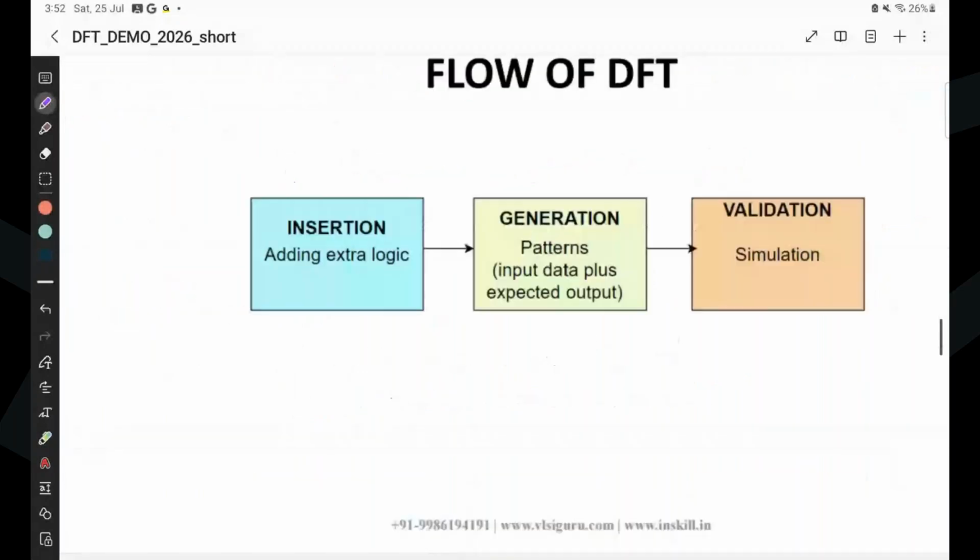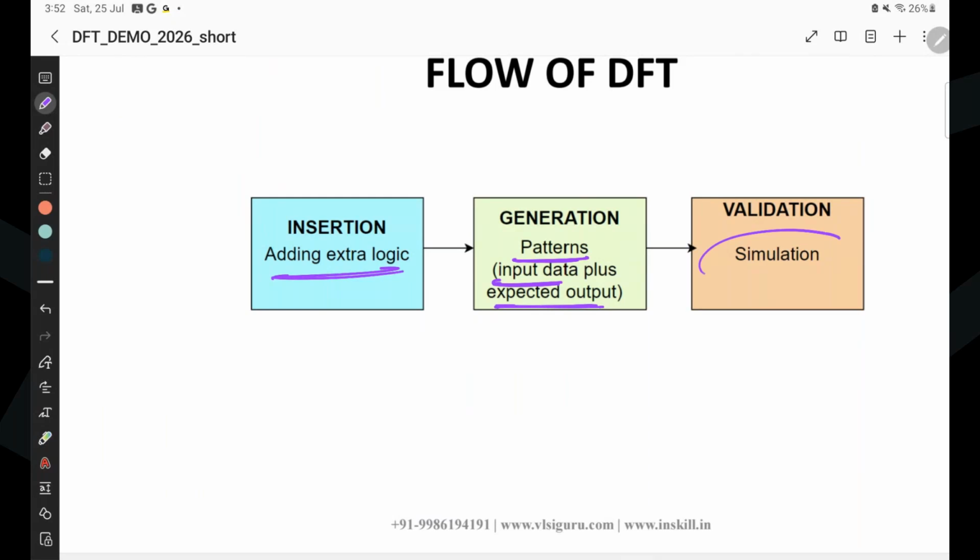And the flow of DFT means we will be adding extra logic like scan insertion, MBIST insertion, boundary scan insertion. And then we will be generating the patterns, the input data and expected output. And then we will be doing the simulation validation.